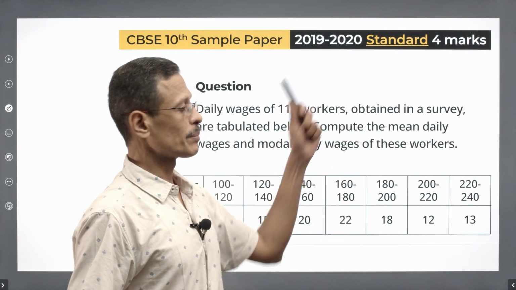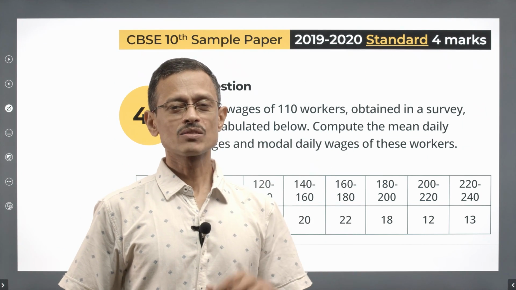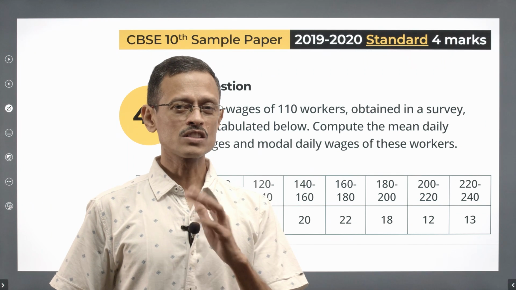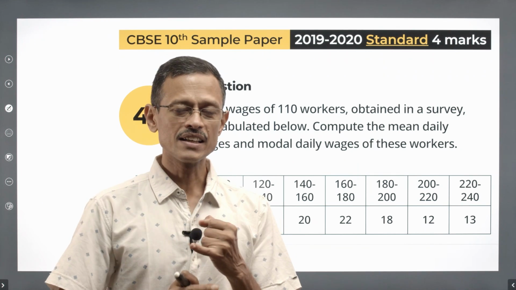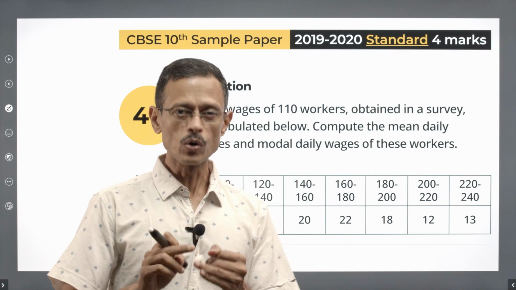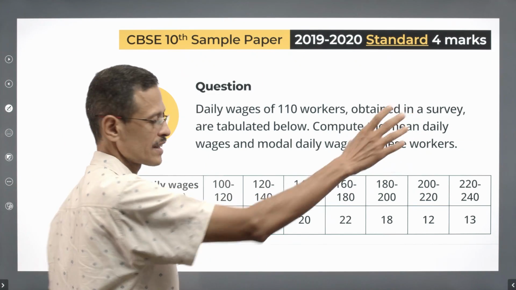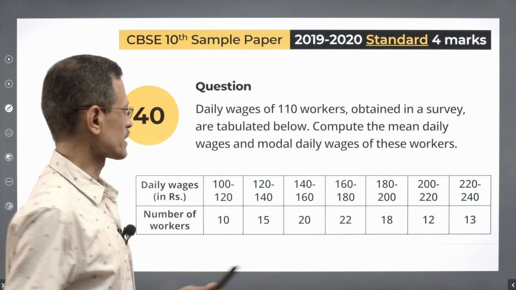The standard version of the paper, we are looking at a 4-mark question. This question is from the chapter statistics. Concept tested: we need to compute mean and we also need to compute mode when we have data for a set of class intervals given to us. Let's have a look at the question.